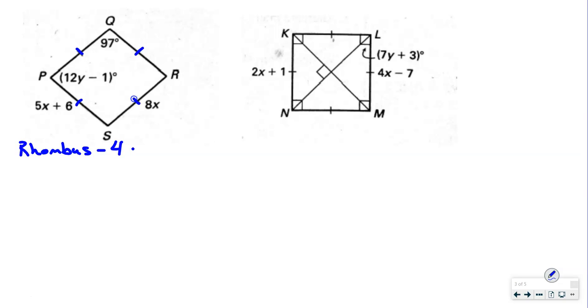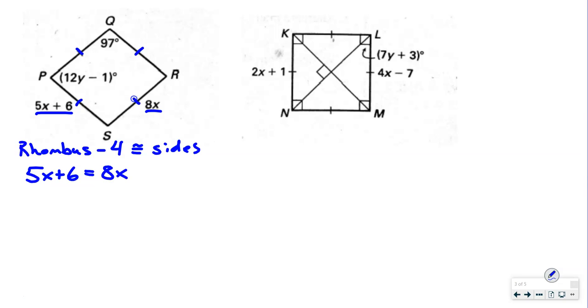We have 4 congruent sides. And then we need to solve for x and y. Let's look at x. We have 5x plus 6, and we have an 8x. We know our sides are congruent, so we can set those up equal to each other. 5x plus 6 equals 8x.